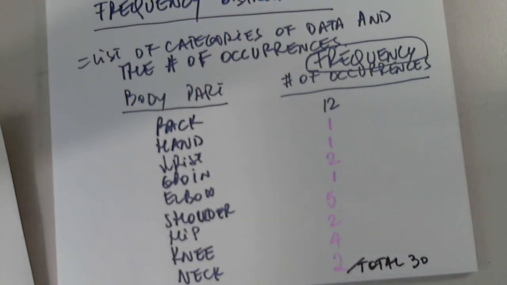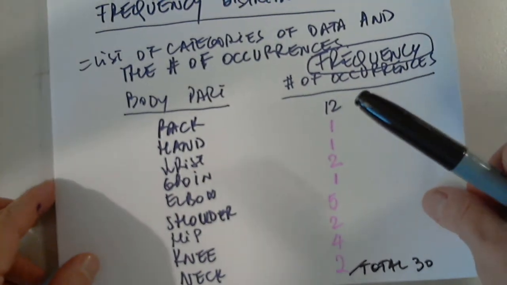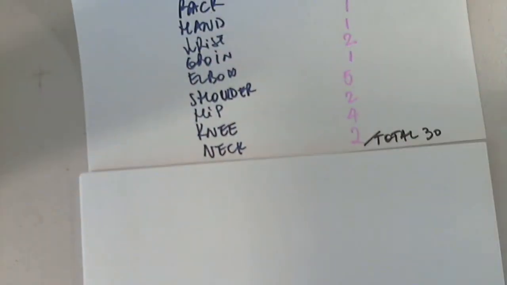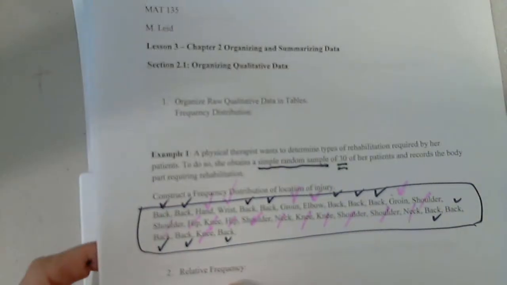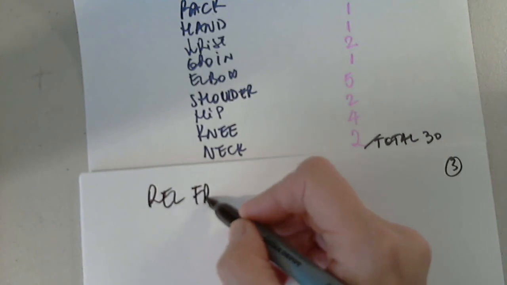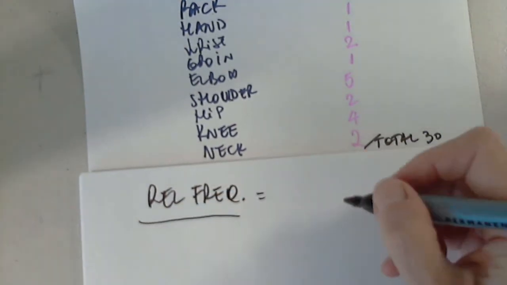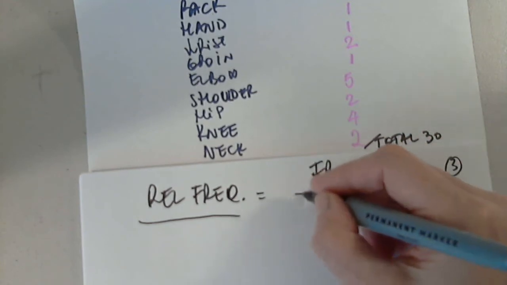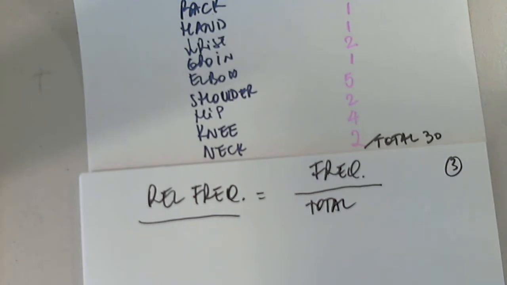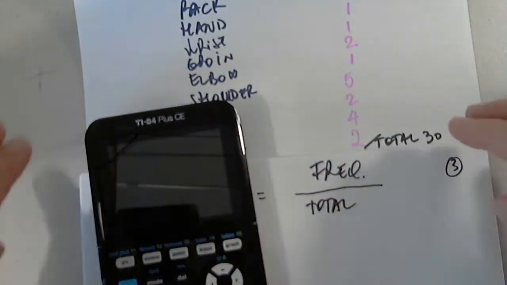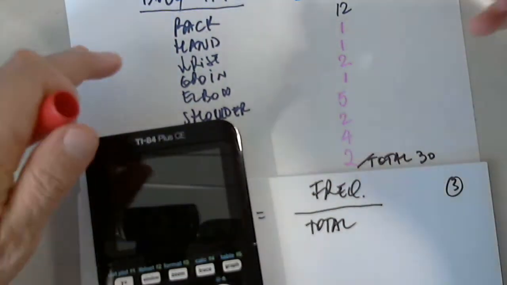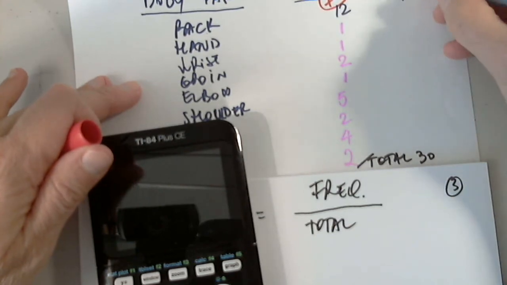Very good. So now we want to determine not just the frequency, but the relative frequency. This is our next step. How do I determine the relative frequency? It is the frequency divided by the total. So let's grab our calculators and do this with a graphing calculator. I'm going to add it here as an extra column. This was the frequency, and this will be the relative frequency.